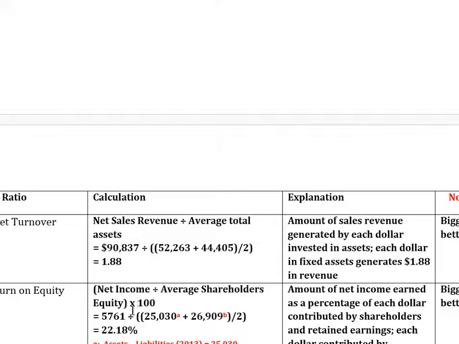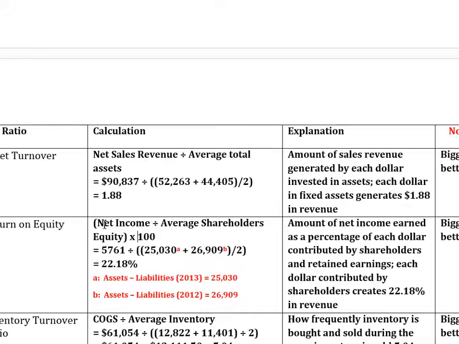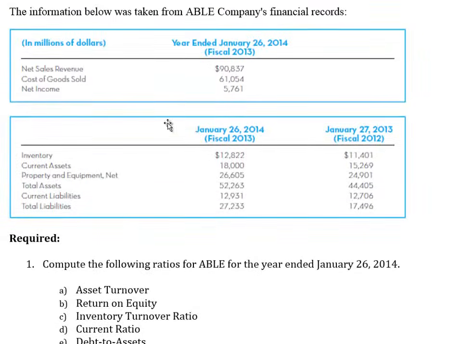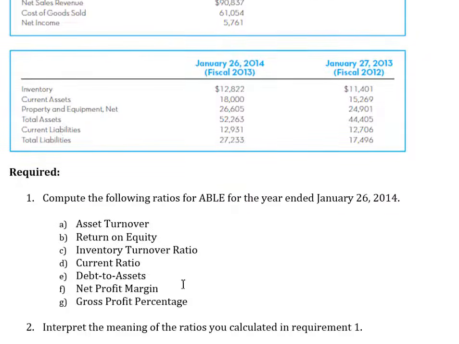And so now in this case, what do we have? Our net income, in our data, we'll go back up here. What's net income? Net income is $5,761. But you'll notice on the balance sheet side, we don't have anything that says average shareholders' equity. So how are we going to find shareholders' equity? Well, just a hint, we know that assets equals liabilities plus shareholders' equity, don't we? So what does that tell us?